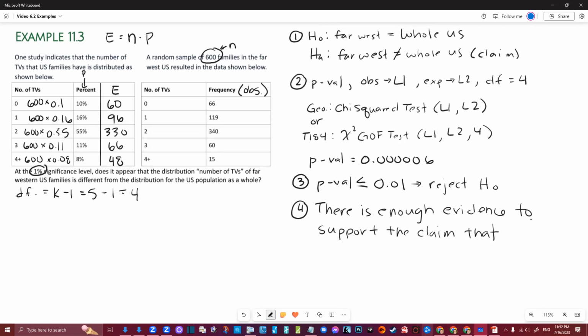And then we would go back and look at the wording in the question. So does it appear that the distribution number of TVs of far Western US families is different from the distribution of the US population as a whole? So we would say there is enough evidence to support the claim that the distribution number of TVs for far west families is different from the US population as a whole.